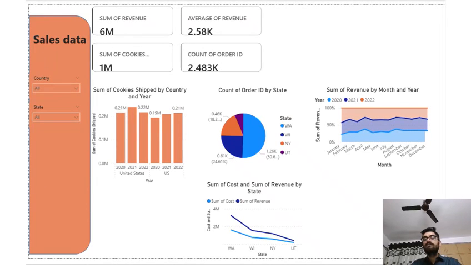Good afternoon, sir. This is the data visualization I have created for the sales data you gave us in class, and I have considered four charts: bar chart, pie chart, area chart, and line chart.